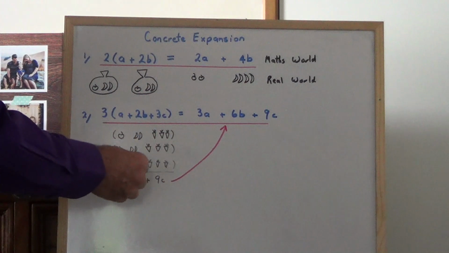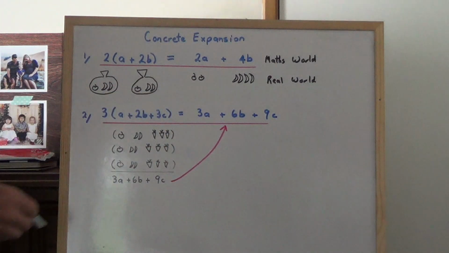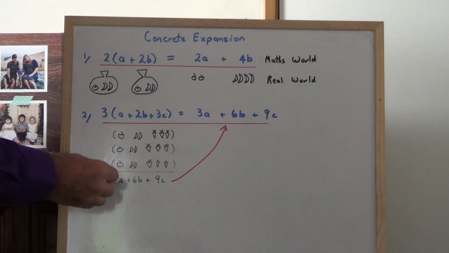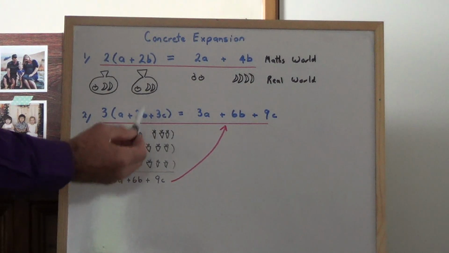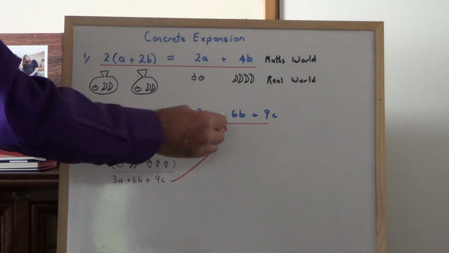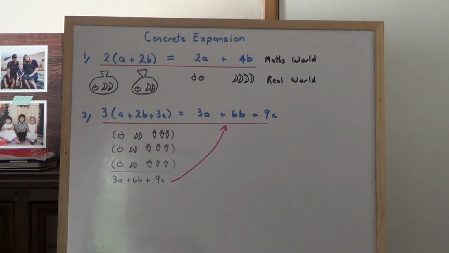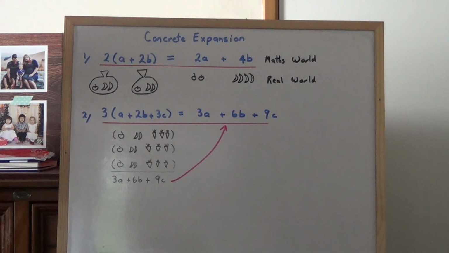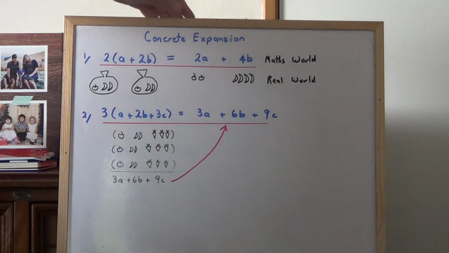So we just put 3 sacks and we just line it up. And then we add up the apples, we've got 3 apples, we add up the bananas, we've got 6 bananas, we add up the carrots, we've got 9 carrots. Put the answer straight up there in the mathematical world. That's all that is to it.